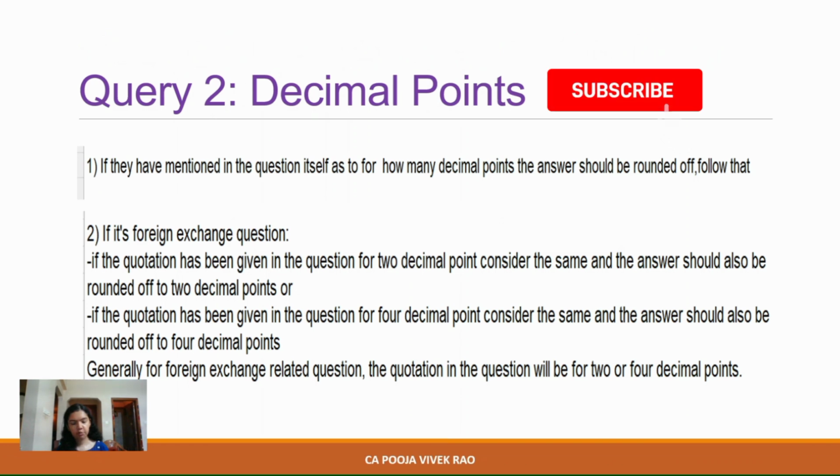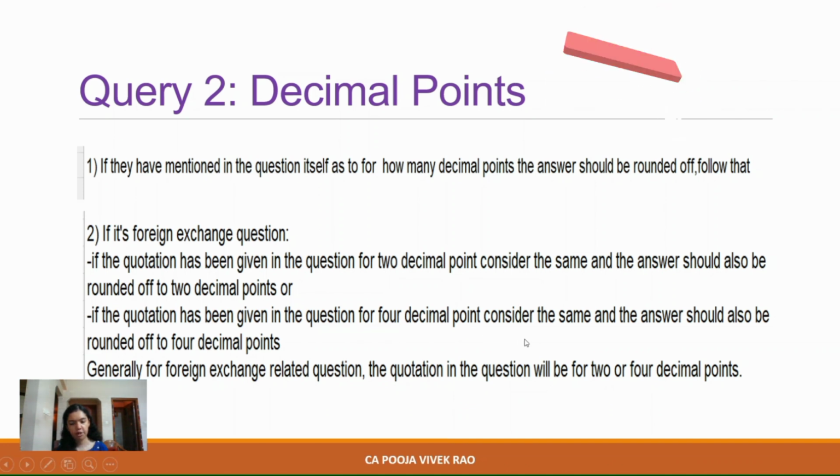If the quotation has been given in the question to 2 decimal points, consider the same and the answer should also be rounded off to 2 decimal points. Or if the quotation has been given in the question to 4 decimal points, the same has to be considered and the answer should also be rounded off to 4 decimal points. Generally, for foreign exchange related questions, the quotation in the question will be given to 2 or 4 decimal points.